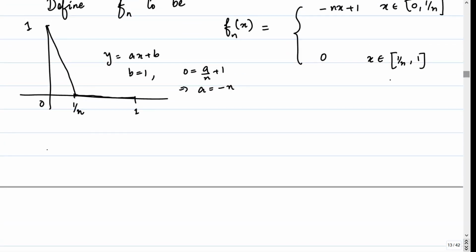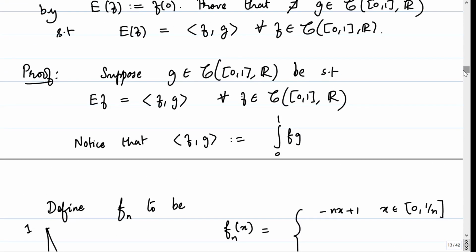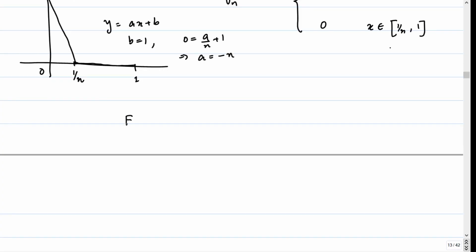And let's see, what is it that we are looking at? We are trying to come up with a contradiction if there exists such a g, right? So let's look at E of fn. Notice that this is just fn of 0. So let me write it a little to the right here. E of fn in our case is just fn of 0, which is equal to 1. But suppose this is also the inner product of fn with g.